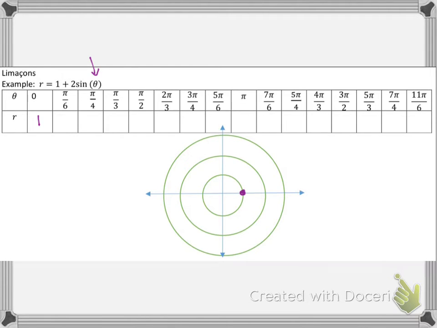Pi over 6, sine of pi over 6 is 1/2. Doubled is 1, plus 1 is 2. So if we go out here on the graph about pi over 6, our radius is going to be 2. At pi over 4, sine of pi over 4 is approximately 0.7. So 0.7 doubled is 1.4 plus 1. So this is approximately 2.4. So I'm going to go in the direction of pi over 4, about 2.4 units.